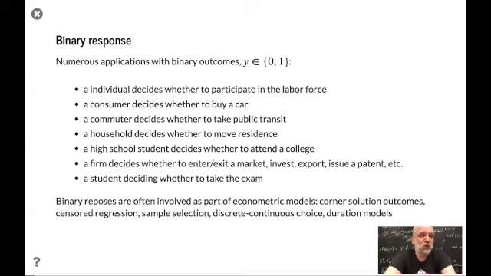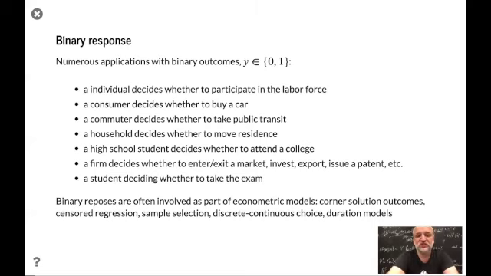And it's not only individuals' or households' decisions we can model like this. It's also firms' decisions. For instance, firms' decisions whether or not to enter a market, whether or not to invest, whether or not to export, whether or not to issue a patent. And of course, it could be whether or not to invest in something particular, like the latest state-of-the-art technology, or whether to go public with a firm and issue an IPO. All these things are binary responses, right?